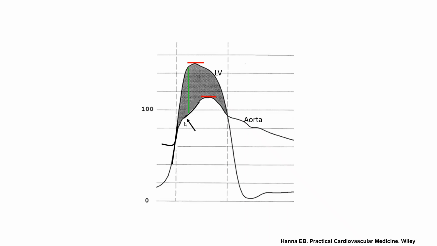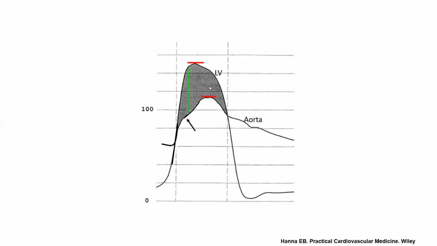The second type of gradient, and the most important type of gradient, is the mean gradient, which is the integral of the area under the curve. That gray area is the integral of every point-to-point instantaneous gradient. And that's the mean gradient. And the third gradient that we only get by cath is what you see in red. It's the peak-to-peak gradient. Okay, it's not a physiologic gradient. It's basically the difference between the highest points of the LV and the aorta.